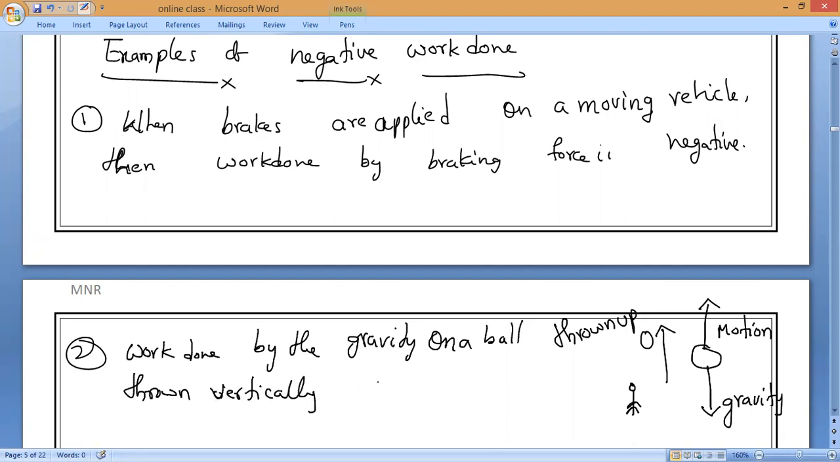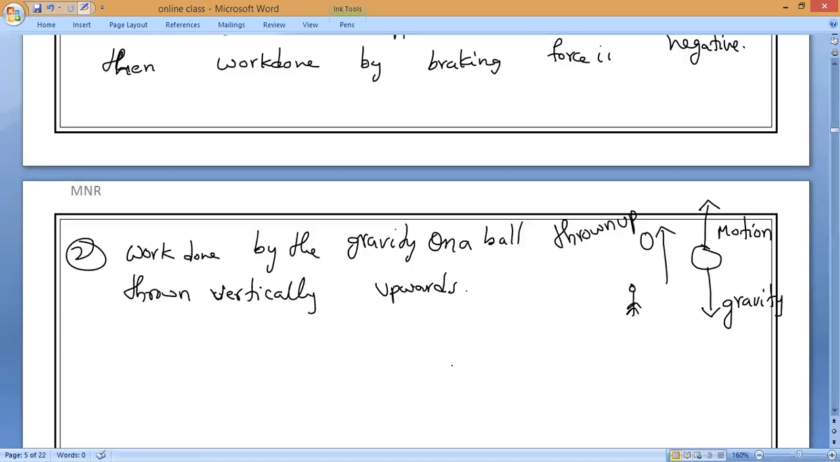Can you give me any other examples in your daily life? You can find so many others. Those who are playing cricket, football, volleyball can also find negative work done. I want the answer. For example, now a ball is coming like this. Check it, everybody. Ball is coming.